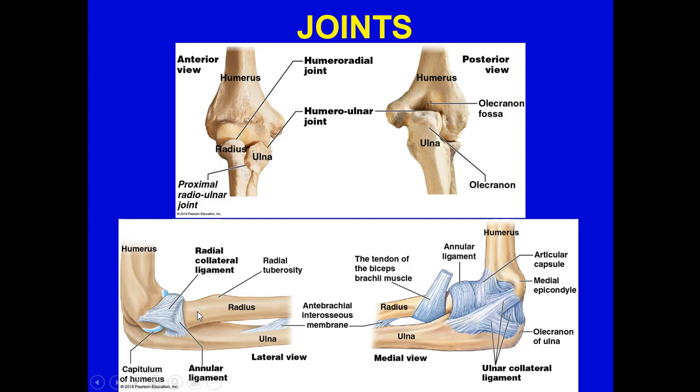Now, if you look down here, you've got a radial collateral ligament over here. The annular ligament goes around. You have the capitulum of the humerus down here.